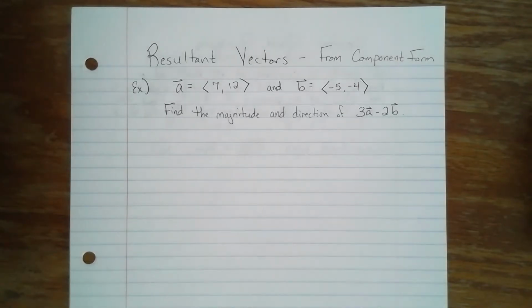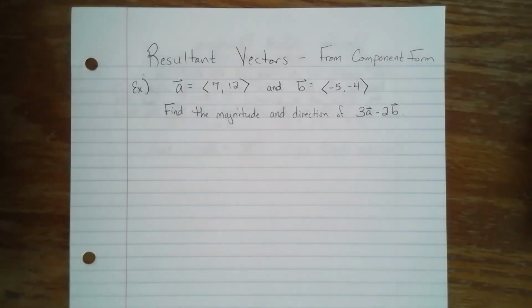Right, here we have two vectors given to us, vector A and vector B, and they have provided us with their component forms. Now, the question that this problem wants us to address is what the magnitude and direction of 3A minus 2B would equal.